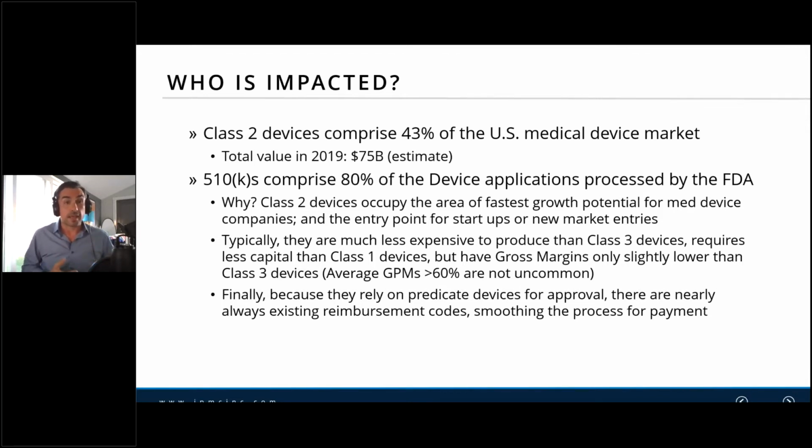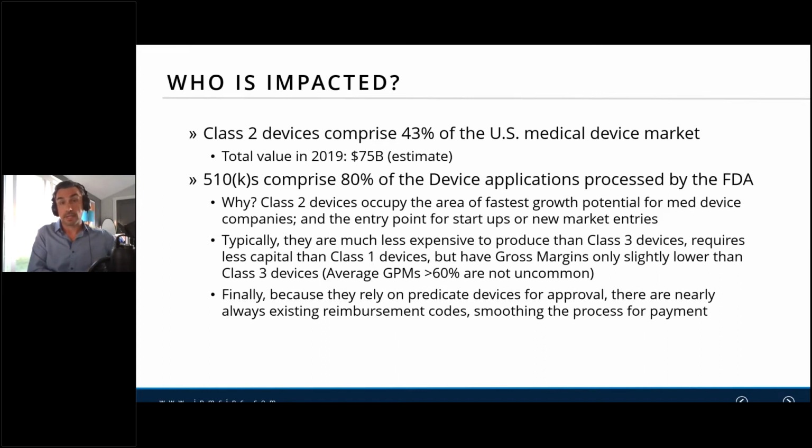And why is that, right? So why is this important? It's important because class 2 devices occupy the area of fastest growth potential for medical device companies. Oftentimes, new startup companies will begin with a class 2 product to get them on the market. They are less expensive to produce than a class 3 product. Remember, a class 3 would be like your pacemakers, your directed energy products.